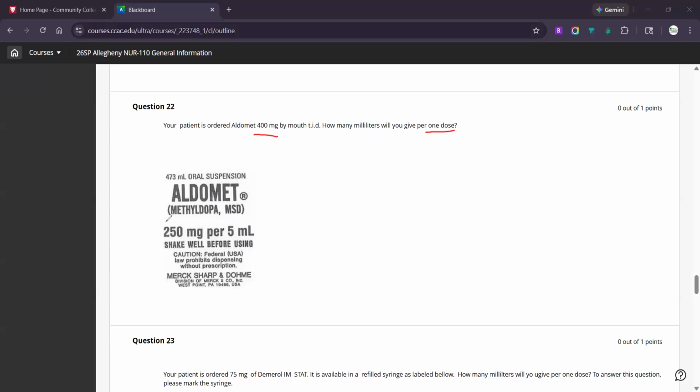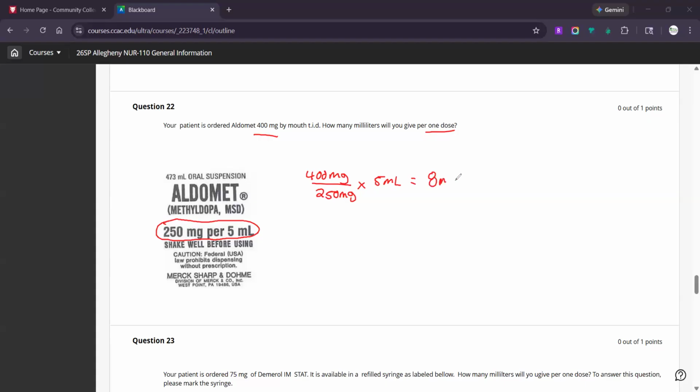Notice that my available says 250 milligrams per 5 mL. So I'm going to take my order over my available times my quantity. And then I'm going to get 400 times 5 divided by 250. And then I'm going to get 8 mL.